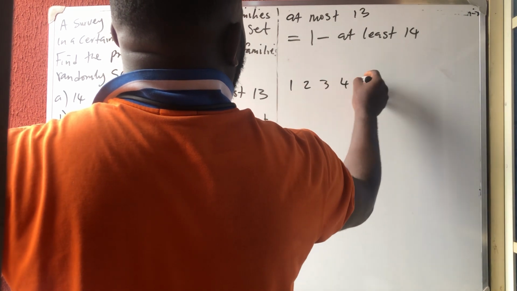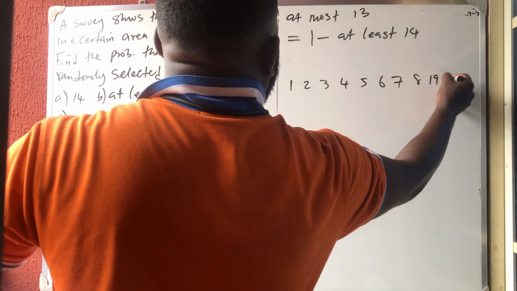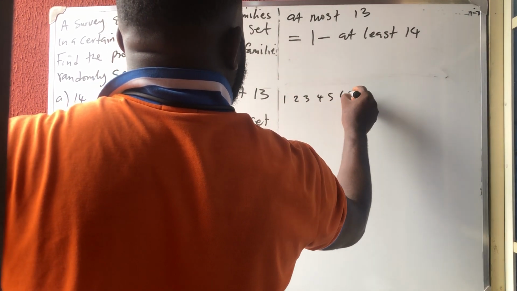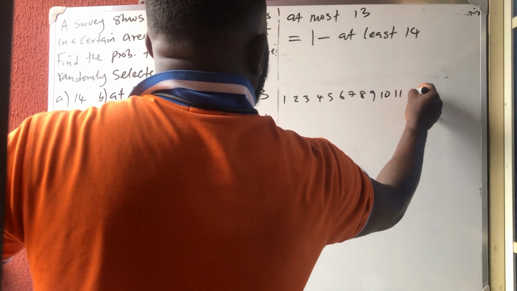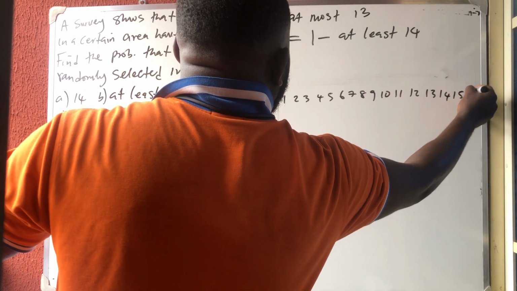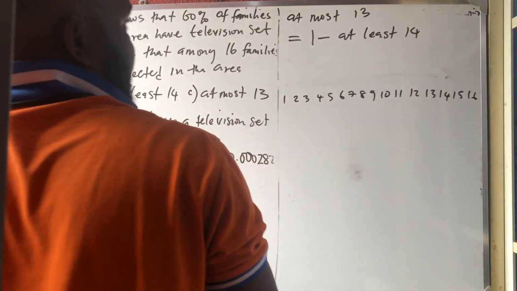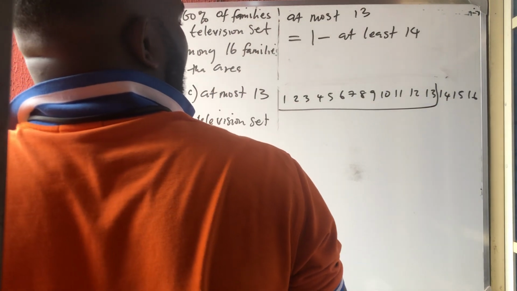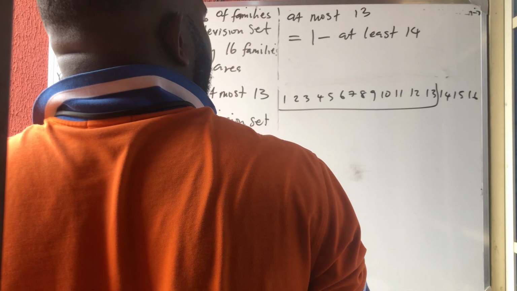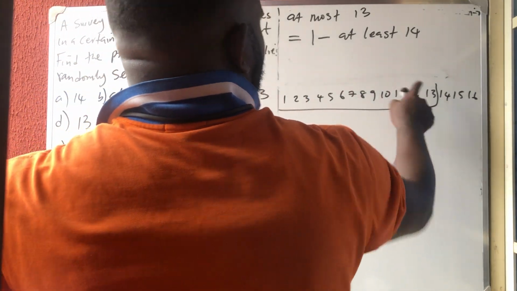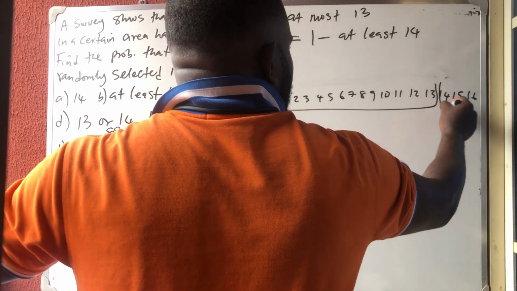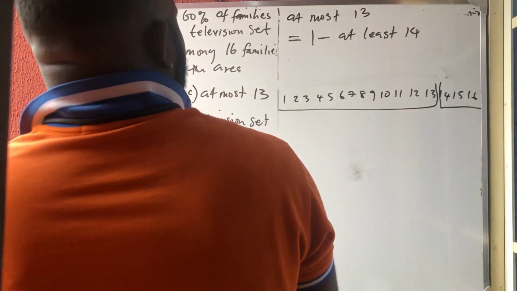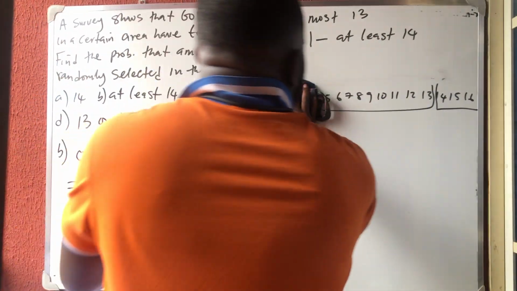1, 2, 3, 4, 5, 6, 7, 8, 9, 10, 11, 12, 13, 14, 15, 16. At most 13 means from 1 to 13. Instead of getting from 1 to 13, at most 13 is from 1 to 13, then at least 14 is from 14 to this. Instead of getting all this one, which is too long, just say 1 minus these people. So 1 minus at least 14.